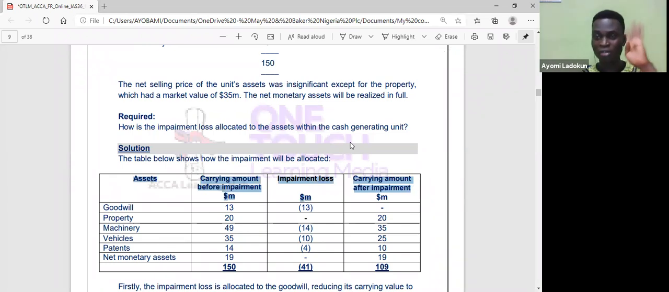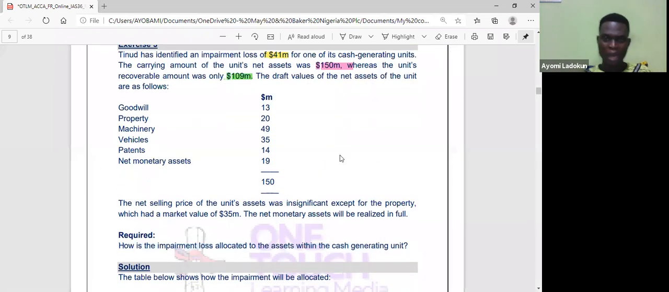So most likely you're doing 4 columns. Okay, now I will start. I want to allocate this 41 million to a CGU. That's my impairment loss. How do I allocate it?